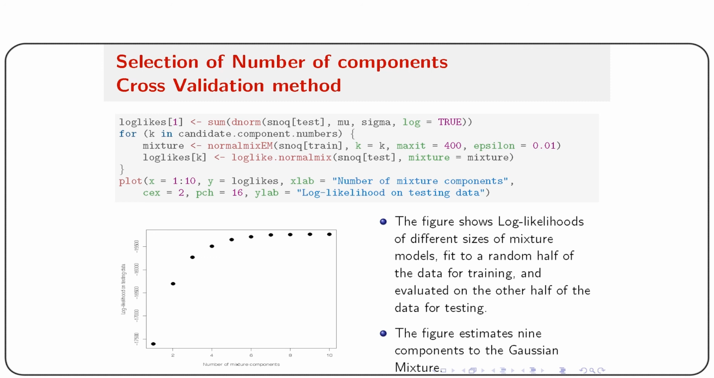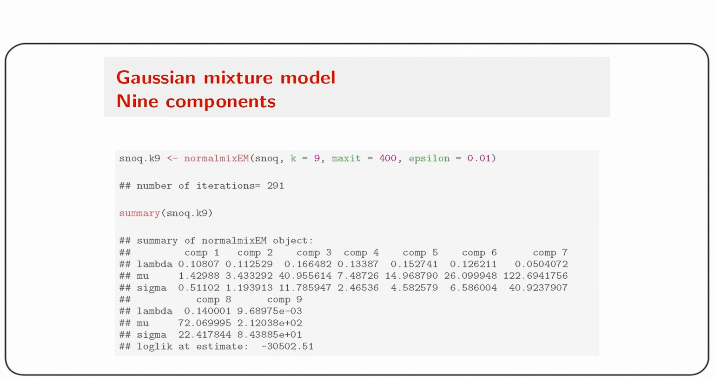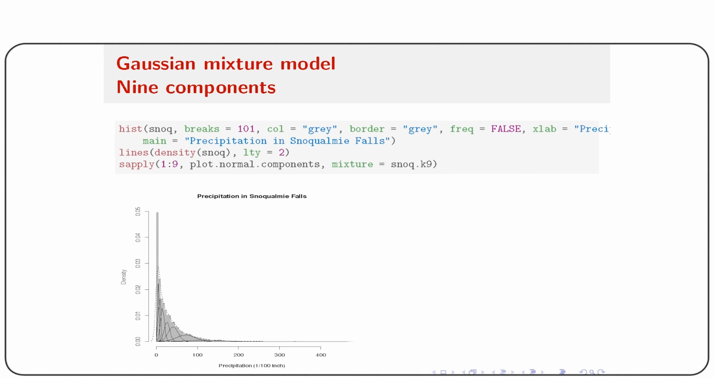The figure estimates 9 components of the Gaussian mixture. See, this is 1, 2, 3, 4, up to 9. See, at 9 it becomes flat. After that it's flat, so we can consider 9 as the component size. So the 9 component Gaussian mixture model can be fit here. The function normalmixEM from the mixtools package can be called, and just specify k equals 9. That will fit the 9 component Gaussian mixture, and you just plot it.